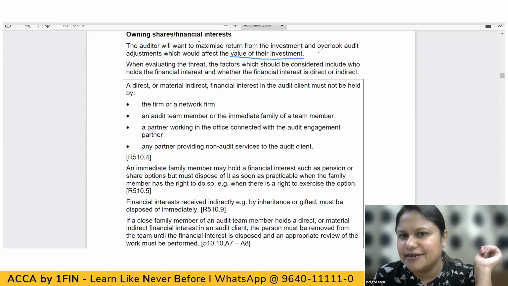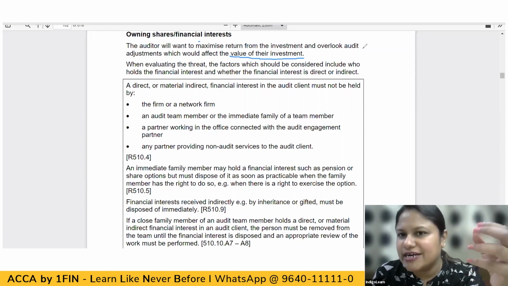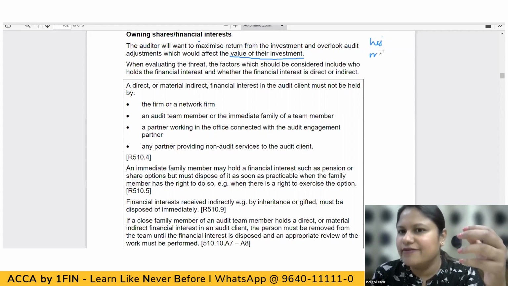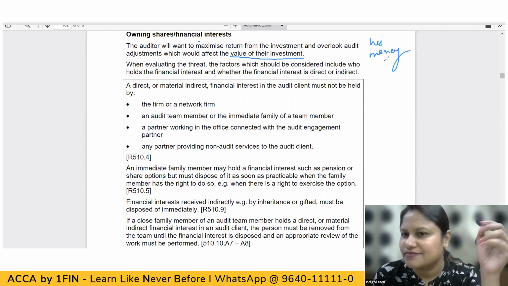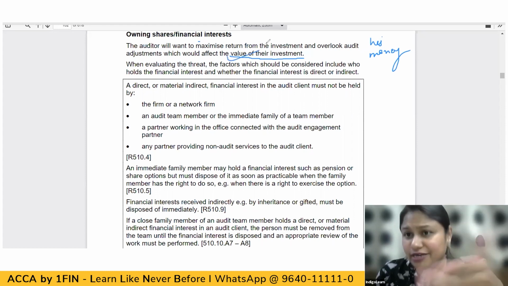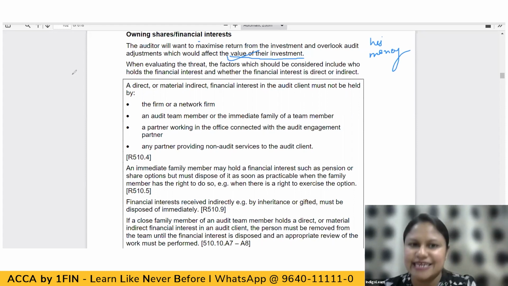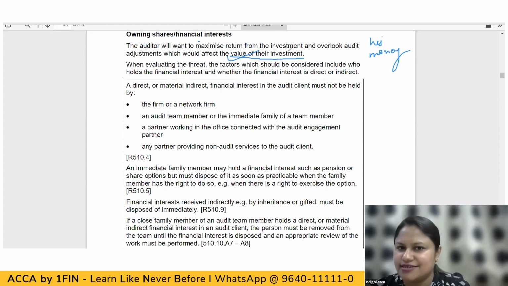And understand, in India we still have that kind of approach, or maybe any person for that matter: when it comes to his money, he will never want it to go down. Anything affecting the value of his investment, he will obviously be biased towards it. Then, when evaluating the threat, the factors which should be considered include who holds the financial interest and whether the financial interest is direct or indirect. See what happens, it becomes very important whenever you look into financial interest.